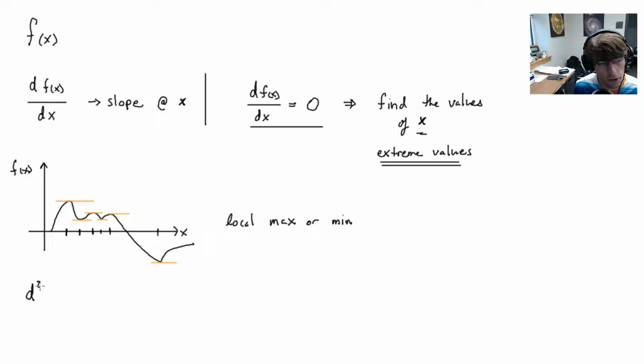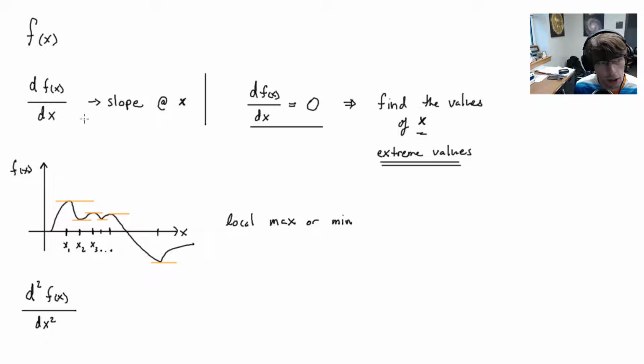So the second derivative, d squared f of x over dx squared. And incidentally, I'll label this x1, I'll label this one x2, x3, and so on. So I'll just let x1, x2, x3 represent the specific values where the extreme values are found. So x1 is the location of one of the extreme values, x2 is the second one, etc.